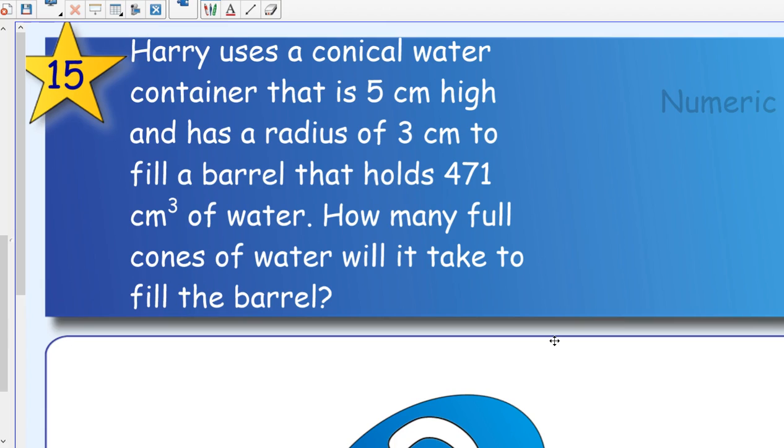Alright, a conical water container, so shaped like a cone, 5 centimeters height, radius of 3, and we're filling a barrel. So how many cones full of water do we need?